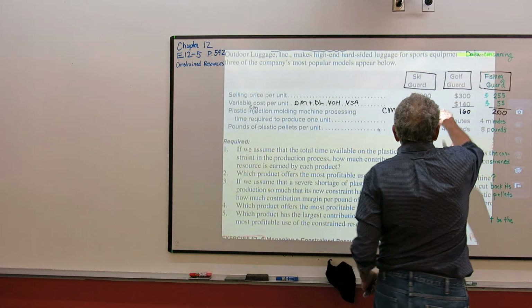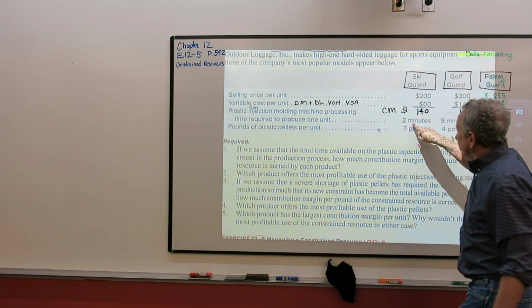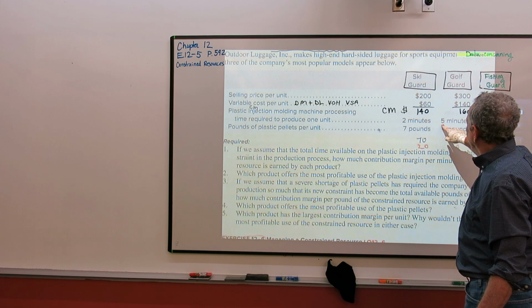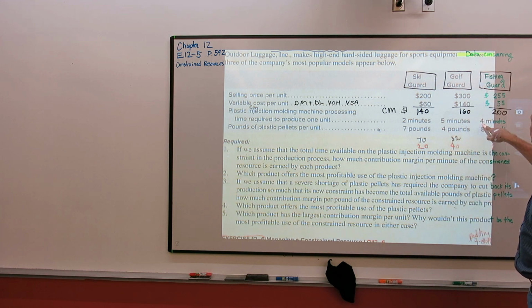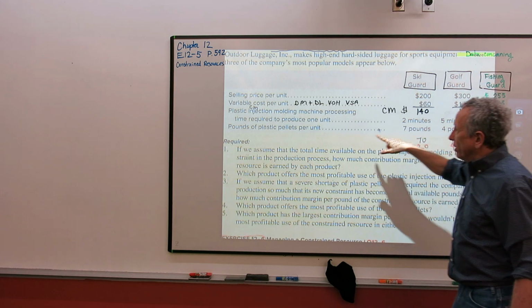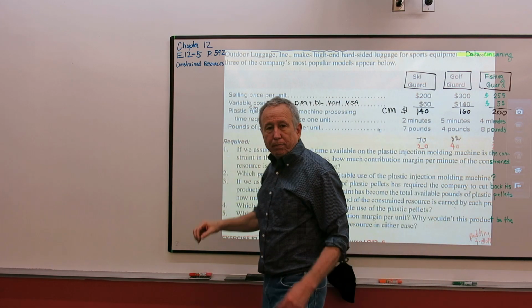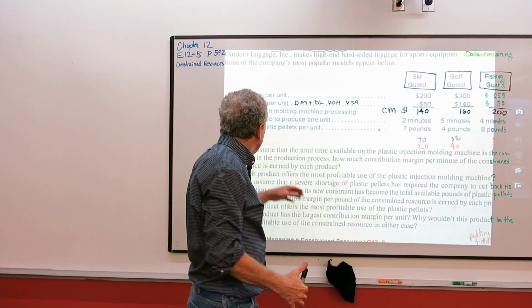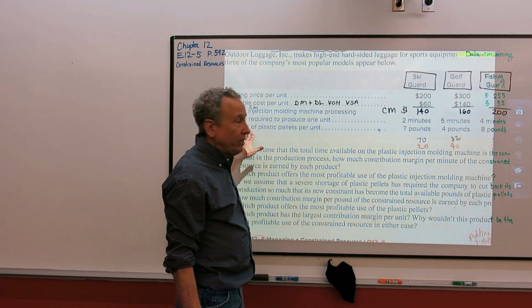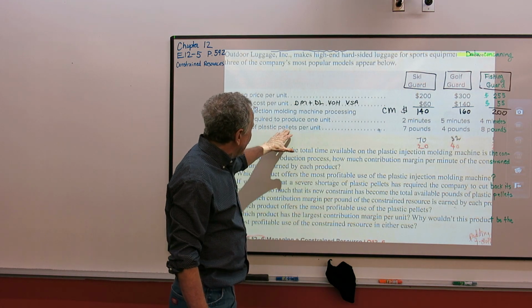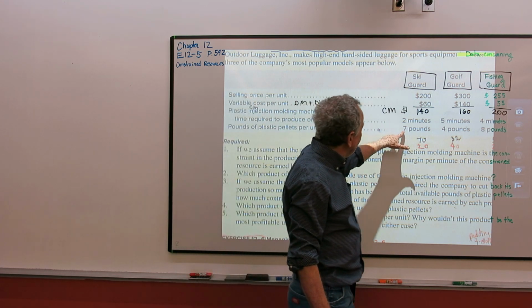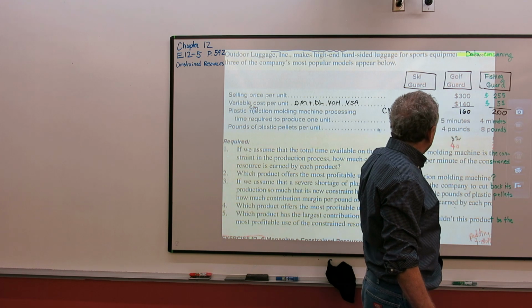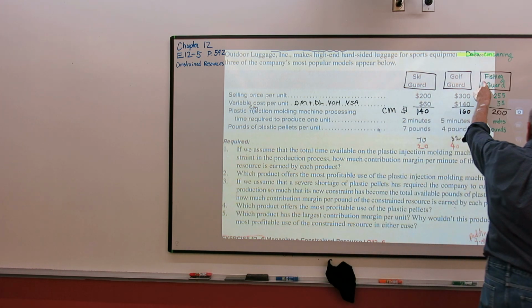Well, anyway, the time it takes on the injection molder to make a ski guard is 2 minutes. The time to make a golf guard is 5 minutes. And the time to make a fishing guard is 4 minutes. Now, what are the amount of materials? Well, the plastic pellets, those are the polymers. They're long chains of oil, usually carbon. The pounds of plastic pellets per unit: they need 7 pounds to make a ski guard, 4 pounds to make a golf guard, and 8 pounds to make a fishing guard.